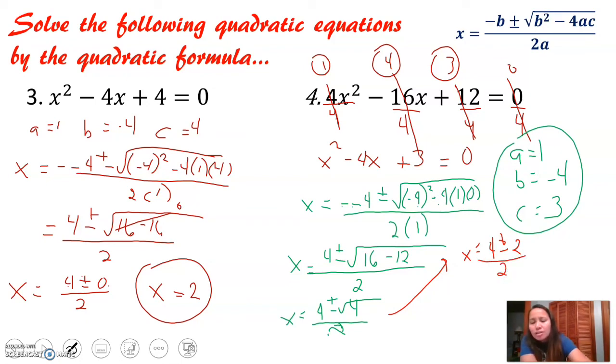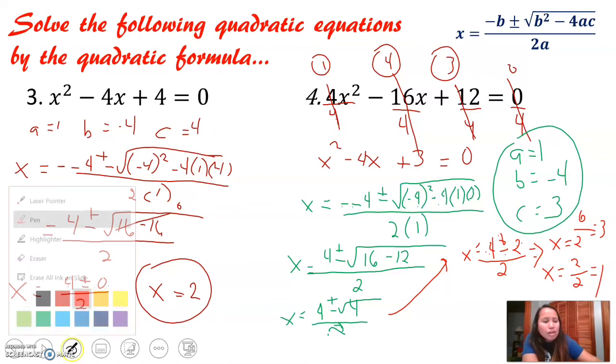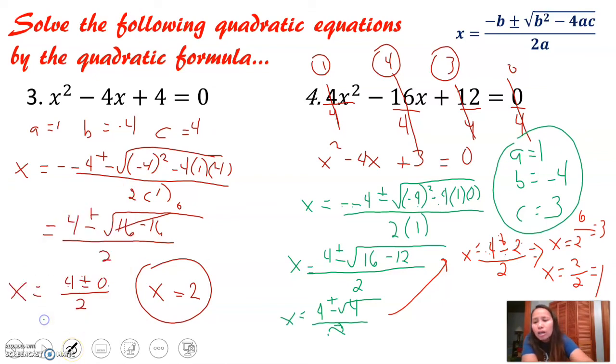Finally, x equals 4 plus 2 is 6 over 2, which gives us 3. And the other one is 4 minus 2, which gives us 2 over 2 is 1. Therefore, what we're looking for here are 3 and 1. These are the answers for our quadratic equation in number 4.